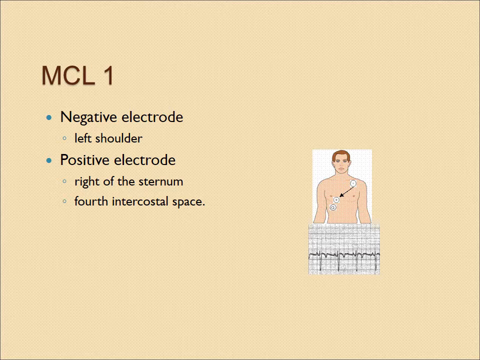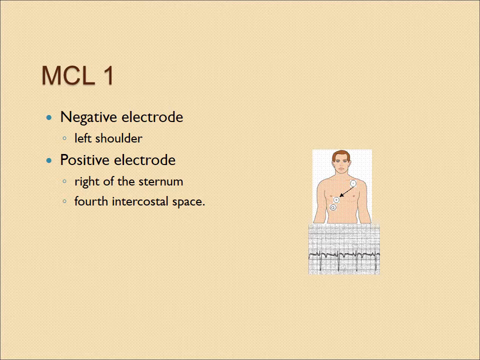It is where the negative electrode is near the left shoulder and the positive electrode is near the sternum in the fourth intercostal space. Now, let me show you how to figure out where the fourth intercostal space is. But you will see that when you look at this EKG rhythm or ECG rhythm, it is a very different configuration. The QRS is more downward, and you'll see that ST is down as well.